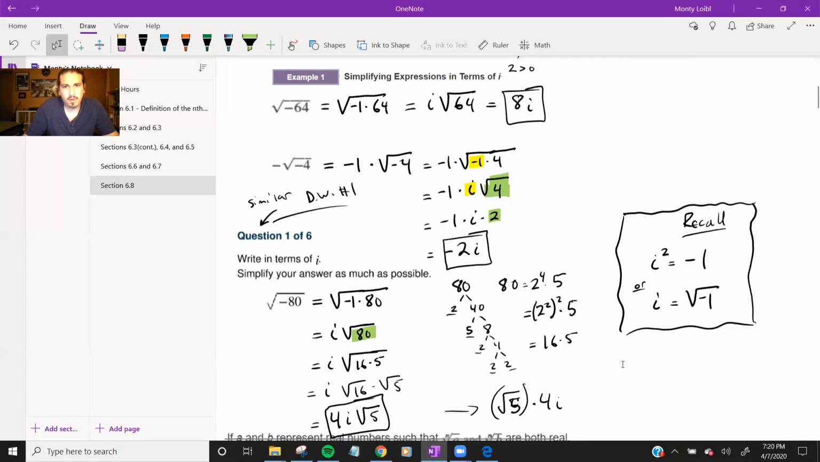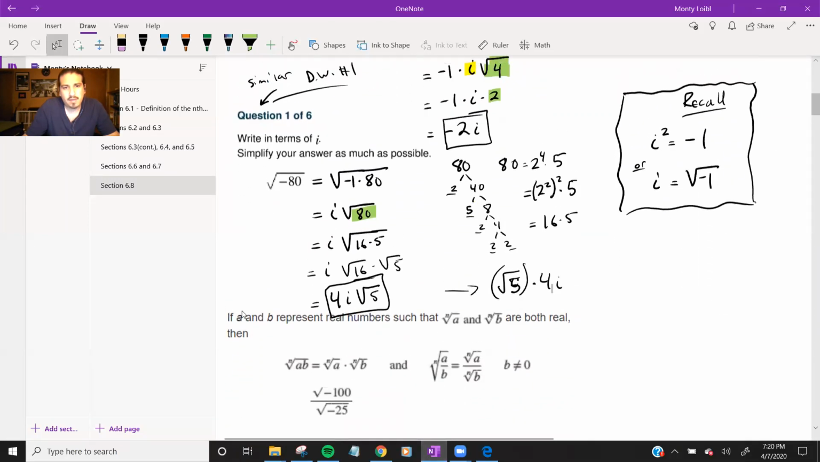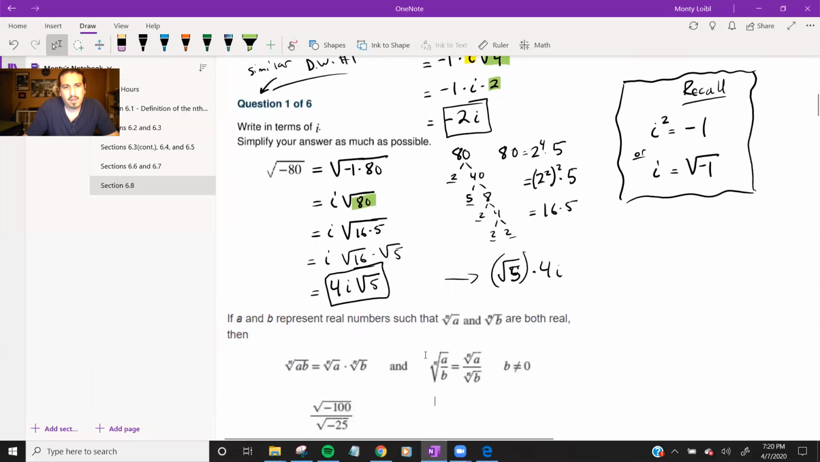Seem okay so far? It's introducing, again, just being able to evaluate these negative square roots, and they come out as i. Something to keep in mind is that this is a definition that we had, and it's saying that if a and b represent real numbers, such that the nth root of a and the nth root of b are both real, then you can separate them.